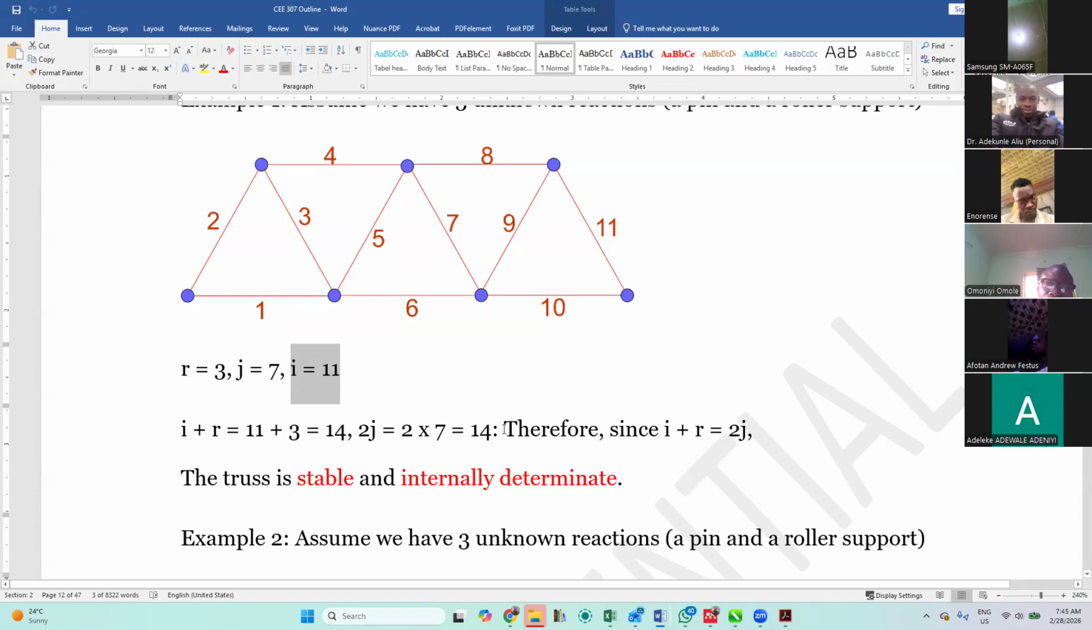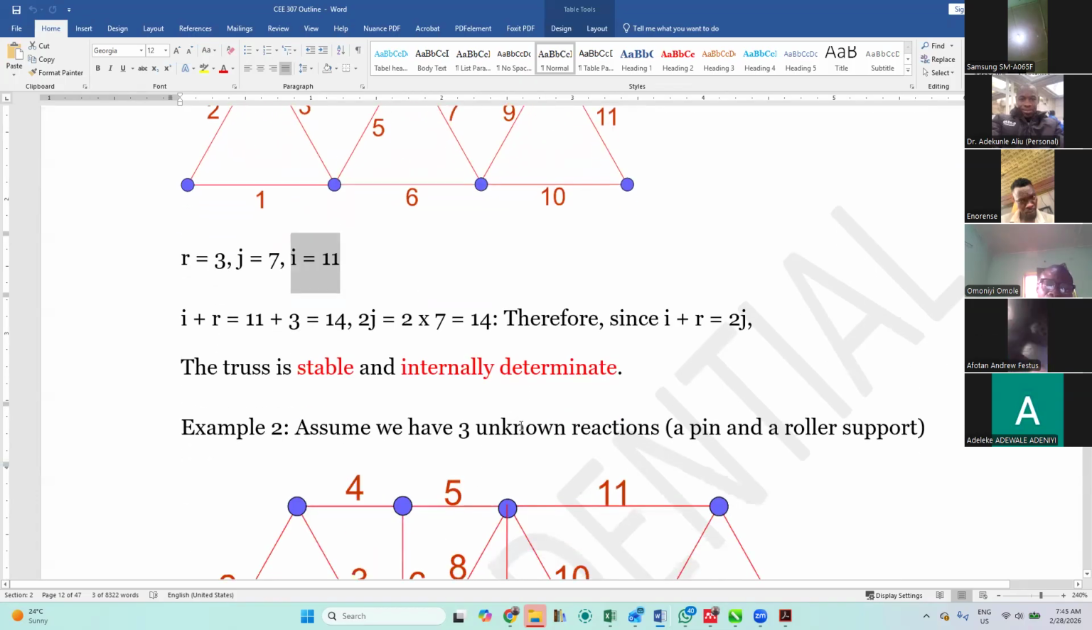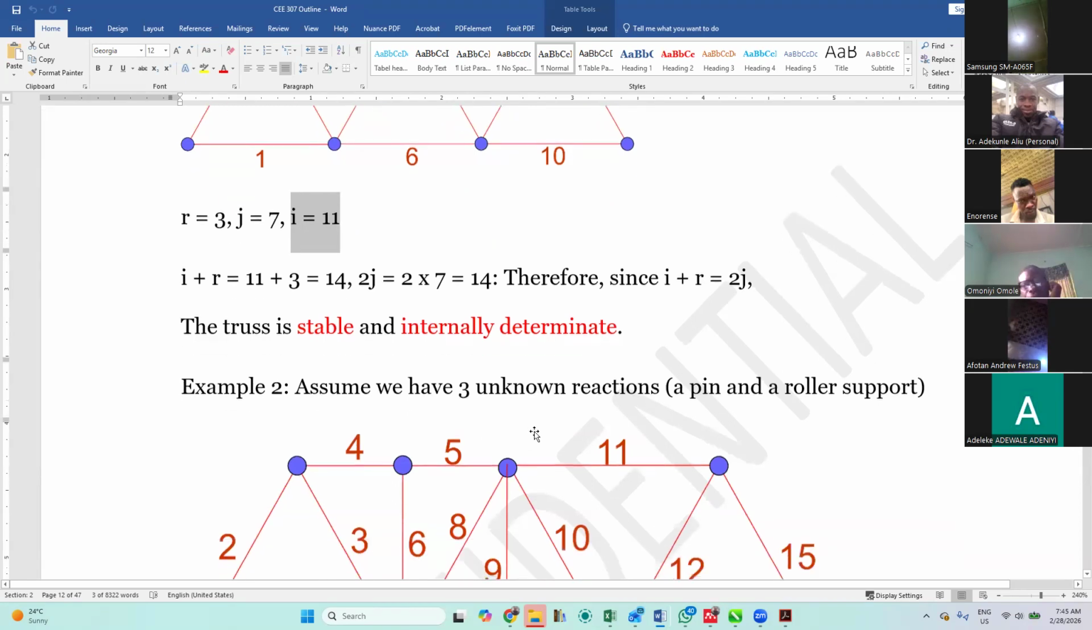But if it is greater than or less than, you know what? If it is greater than, it is indeterminate. If it is less than, it is unstable.